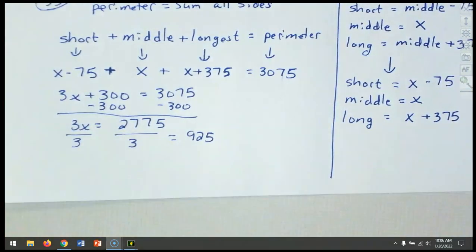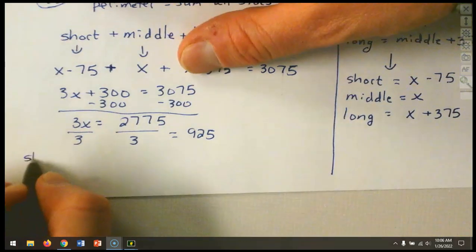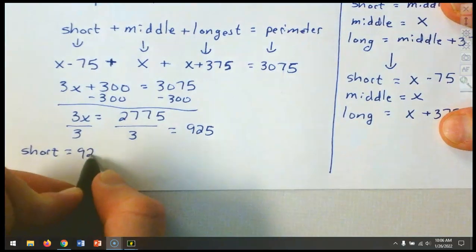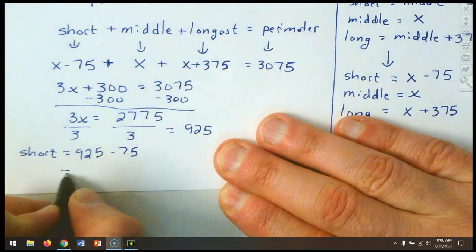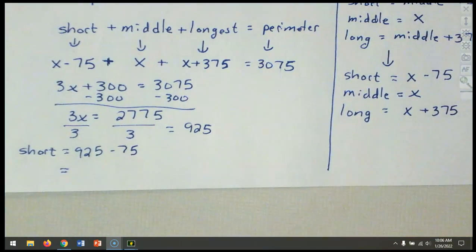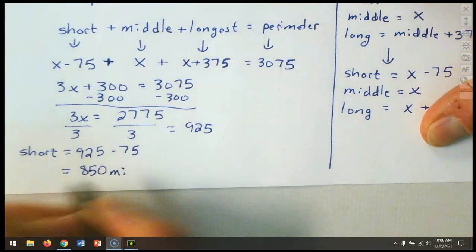Now, we have not answered the question yet. So what do we need to know? What does it want specifically? We've got to go back and read the last part. Find the lengths of all three sides. So this is x, and x was the middle. Well, we want the short side. So what's the short side going to be? Yep, the short side was 925, because that's our x value, minus 75, and the short side then came out to be, what, 850, didn't it? Because 925 minus 75, that gives you 850. So the short side is 850, and we'll label that in terms of miles.